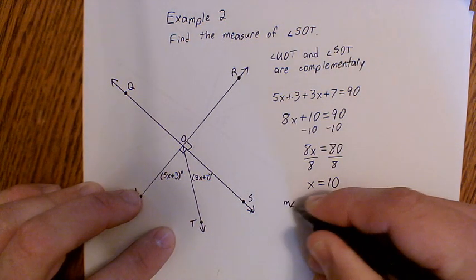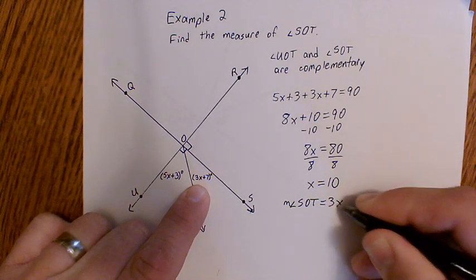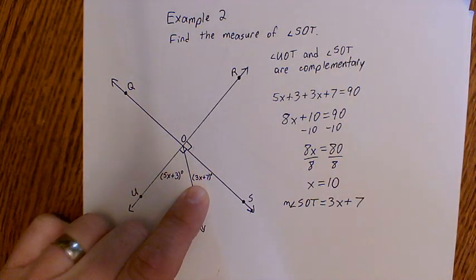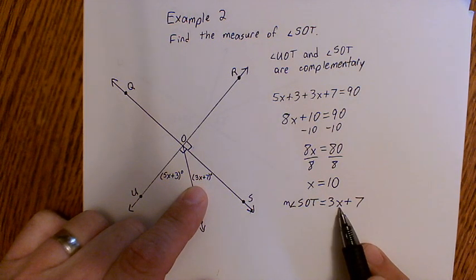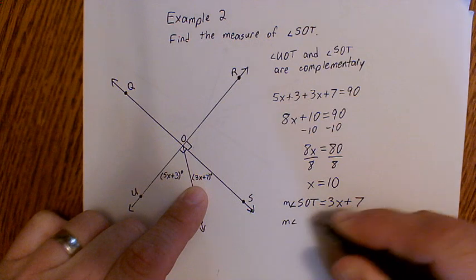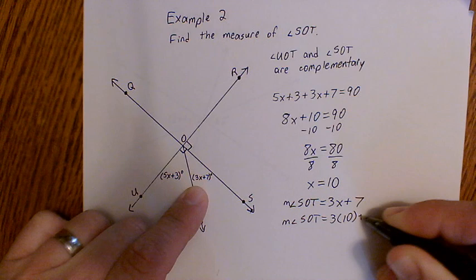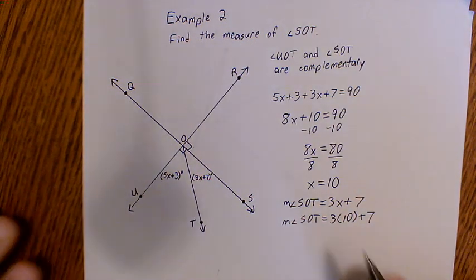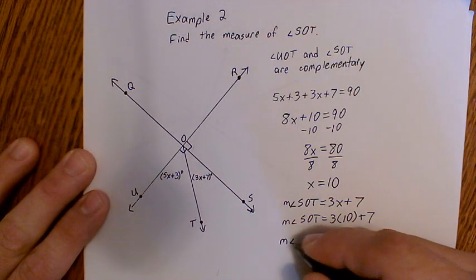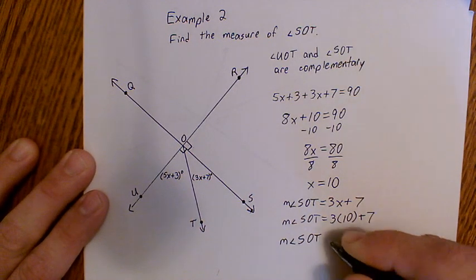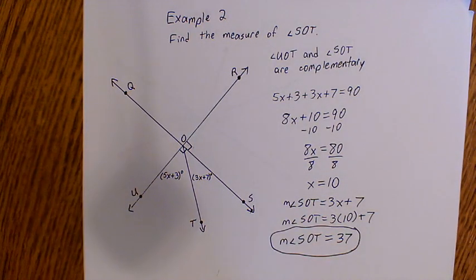So the measure of angle SOT, since SOT is 3x plus 7, I can actually use substitution property now. I will take the value of 10 for x and replace x with that. So the measure of angle SOT will equal 3 times 10 plus 7. Now I can multiply. 3 times 10 is 30. Add 7, 37. The measure of angle SOT is equal to 37 is my final answer for this problem.